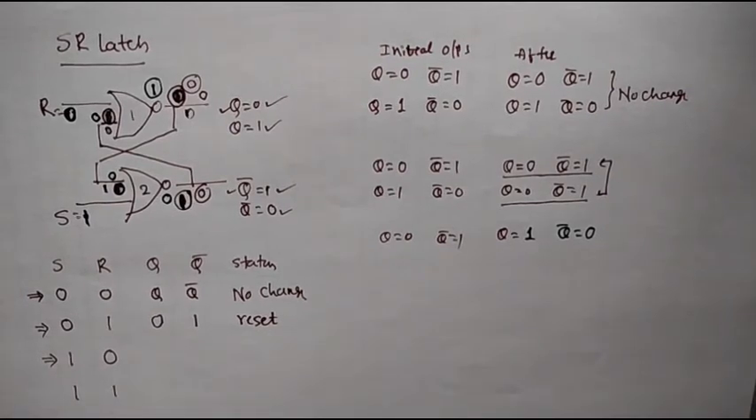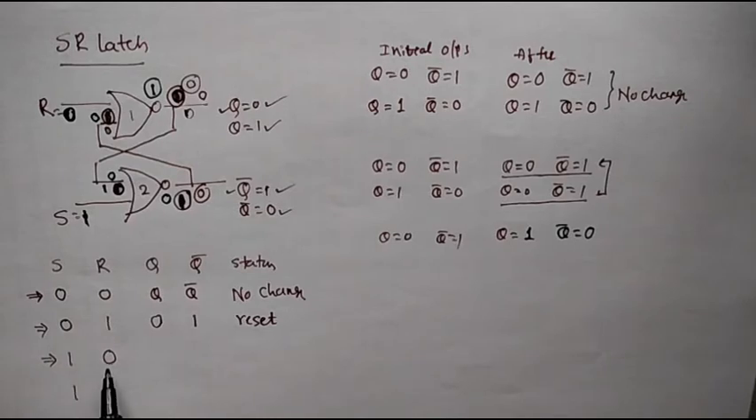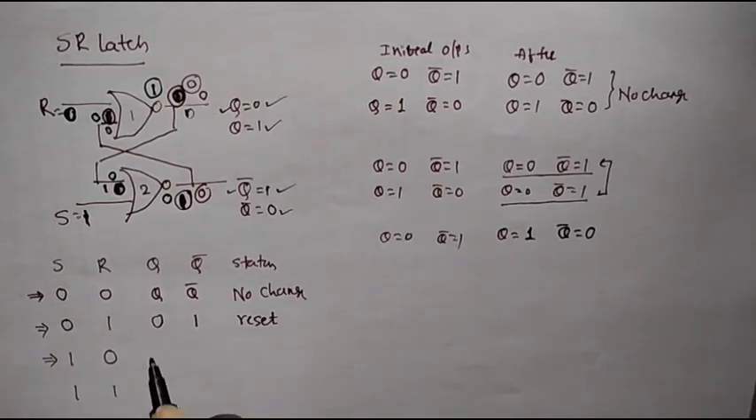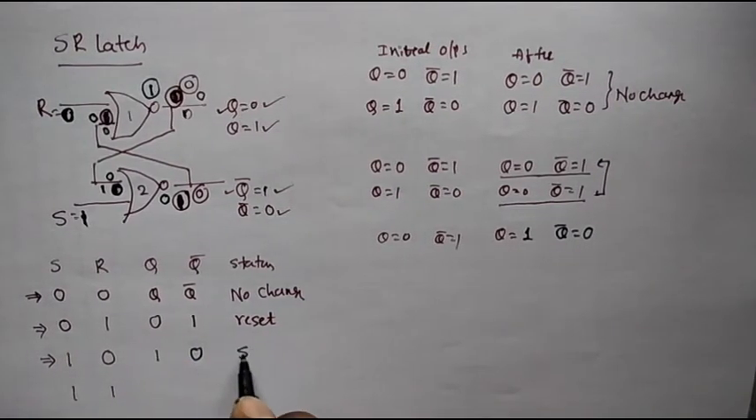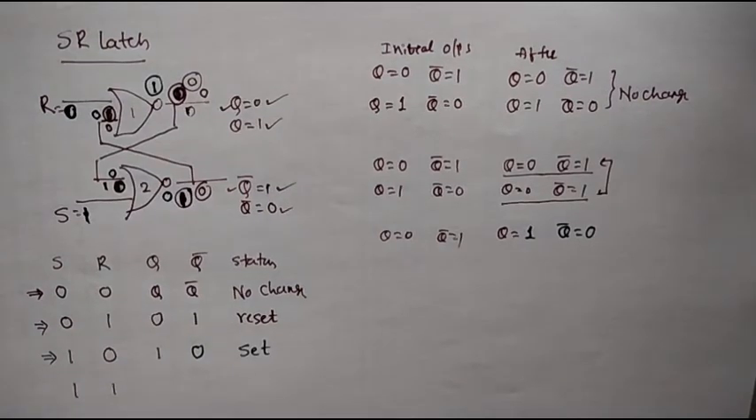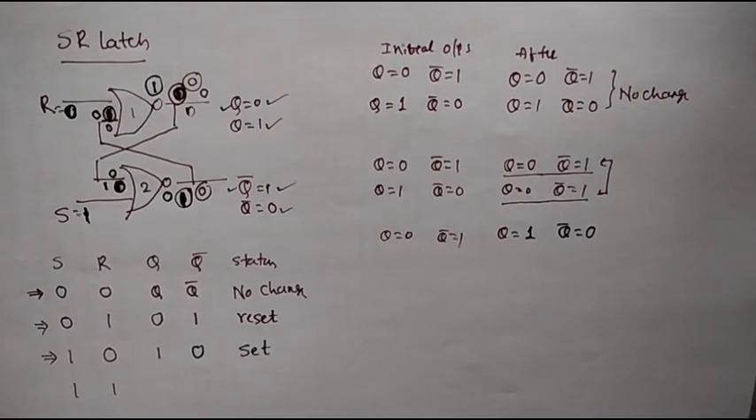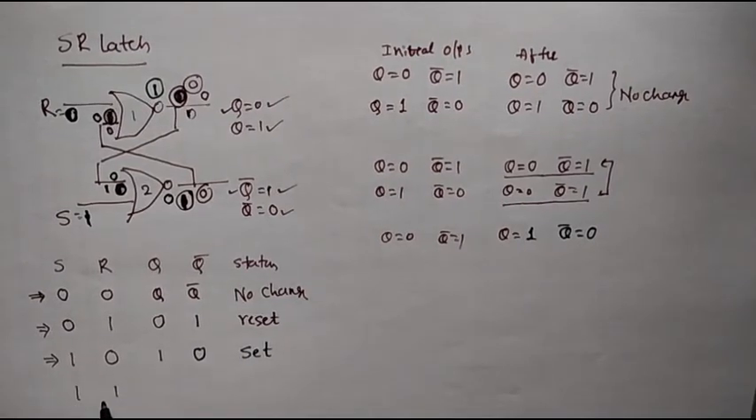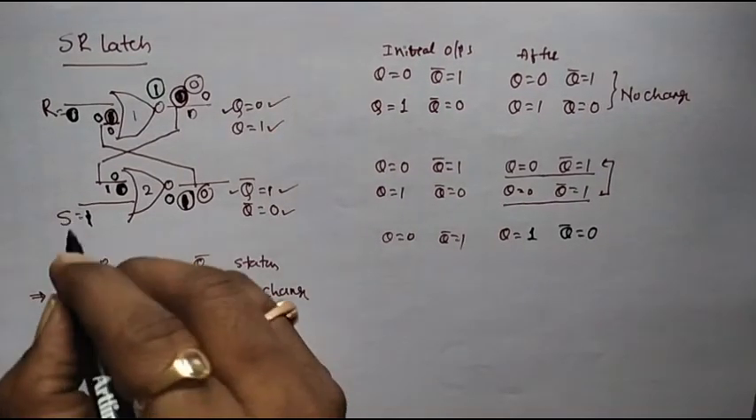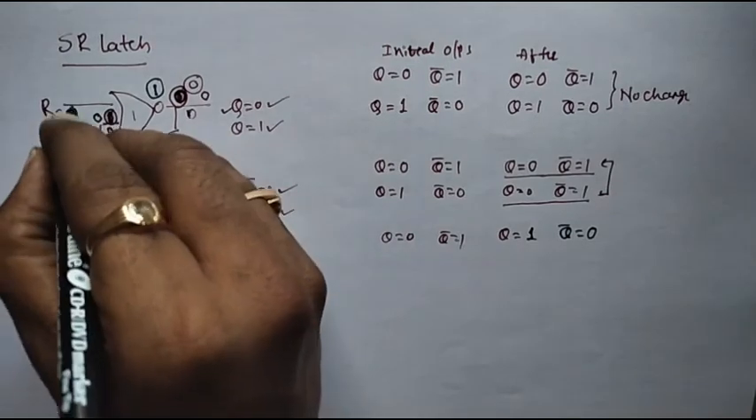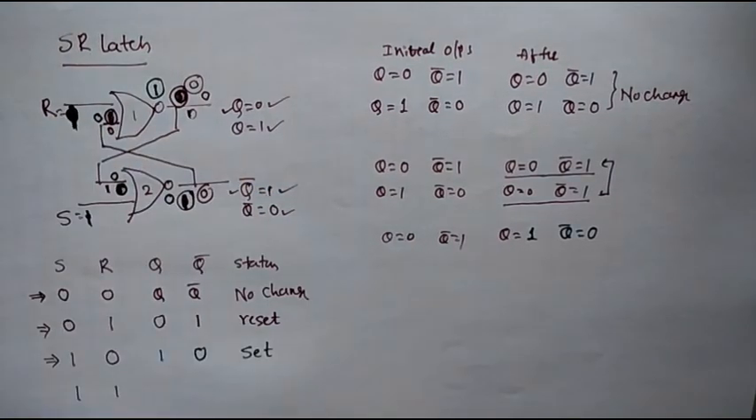Now I can conclude that when S is equal to 1 and R is 0, Q output will be 1 and Q bar output will be 0. So whenever Q output is 1, we can say that the flip-flop is set. Now let us take another possible input, that is when S is equal to 1 as well as R is equal to 1. We'll make S equal to 1 and R also equal to 1.